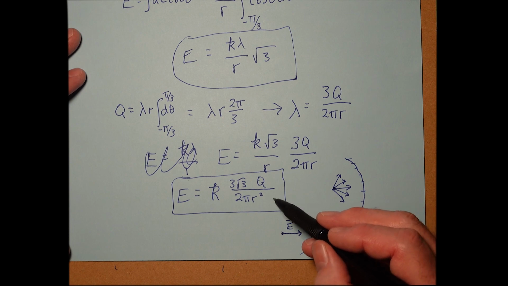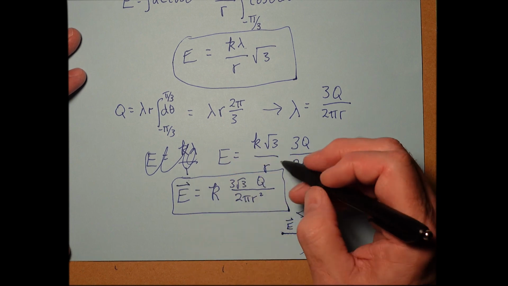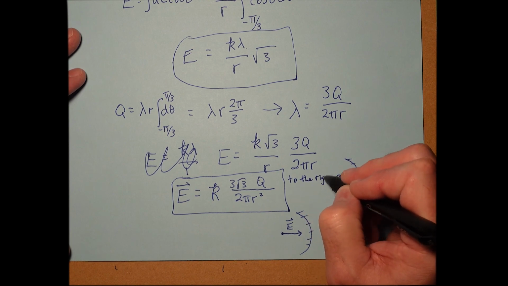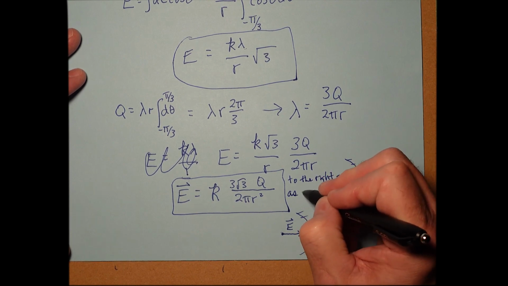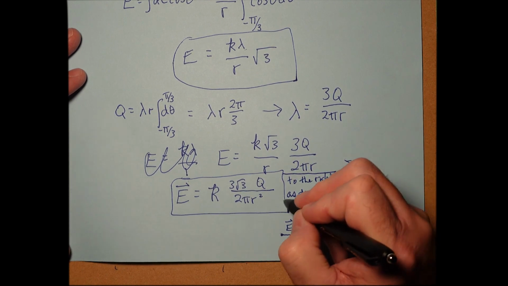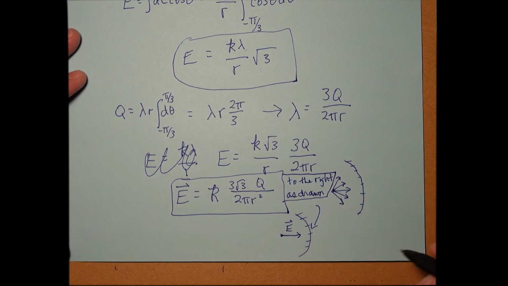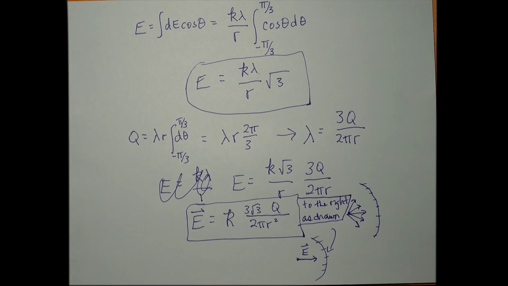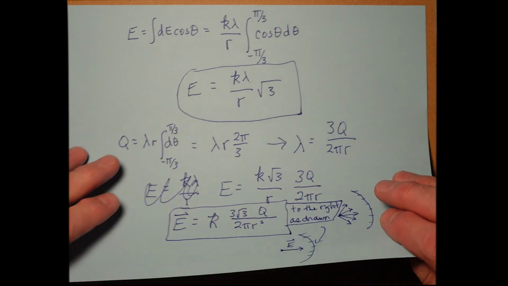So the direction for E is to the right as drawn. And that is our direction right there. So we've computed the electric field for a continuous charge distribution fairly easily. All right, let's move on and talk about a different charge distribution now.